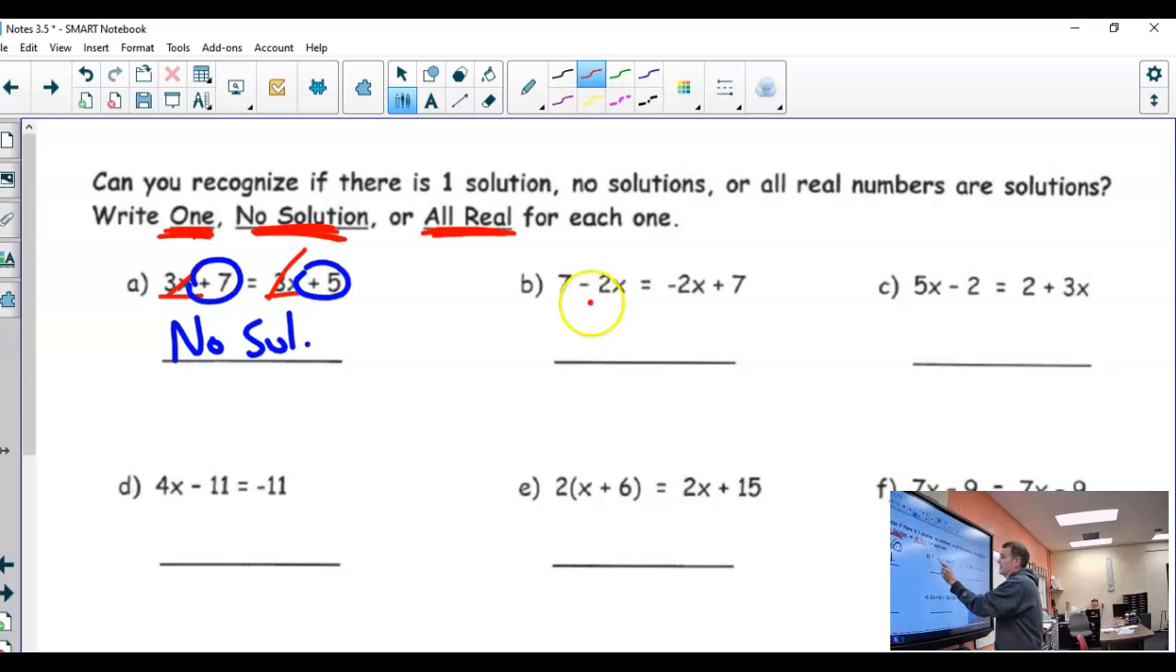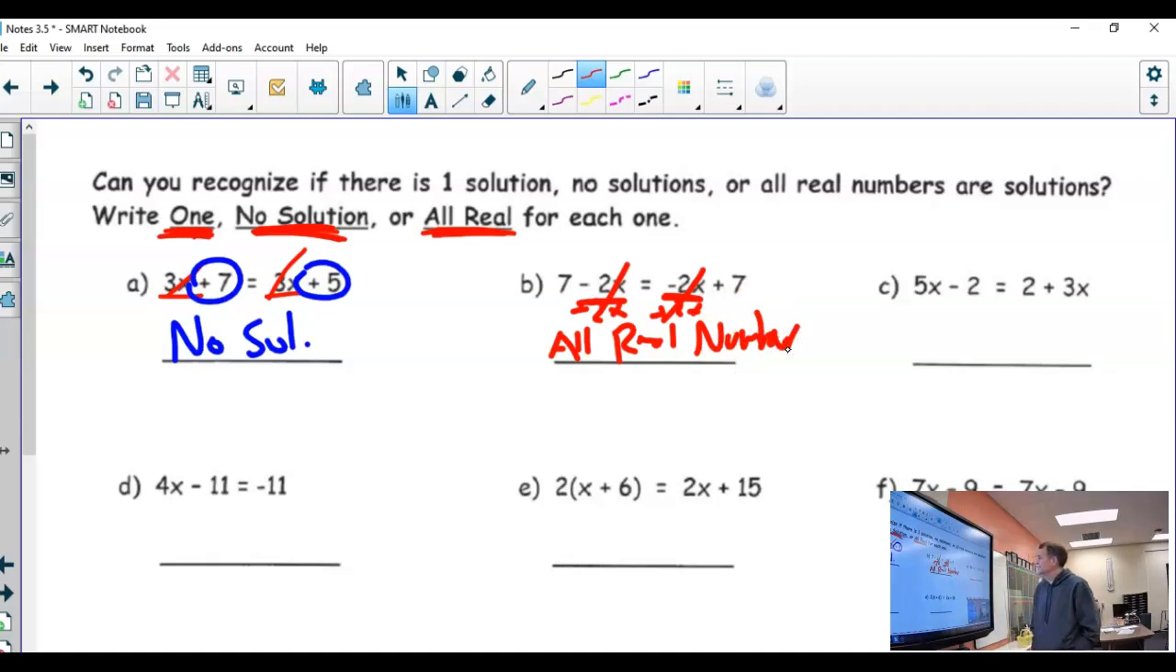Is the variable going to cancel out on both sides? Of course it is. It's the same variable term on both sides. So when you go to eliminate one of them by adding 2x, both of them get eliminated. But this time you're left with something that's true. What does that mean? Well, that means the answer is all real numbers. How about letter C? What do you think? One, none, or all? I think you got it, right?